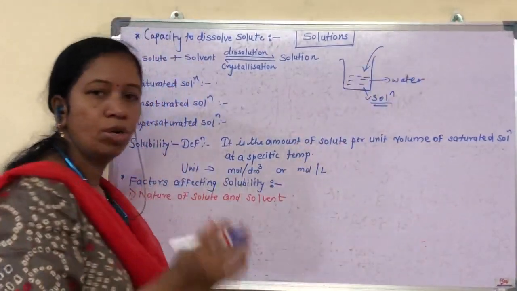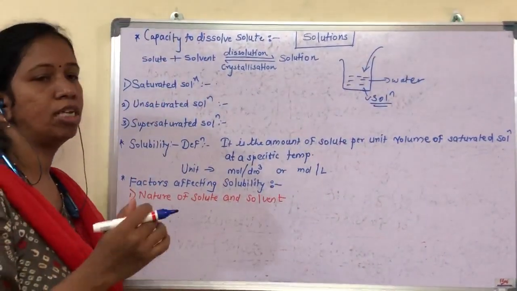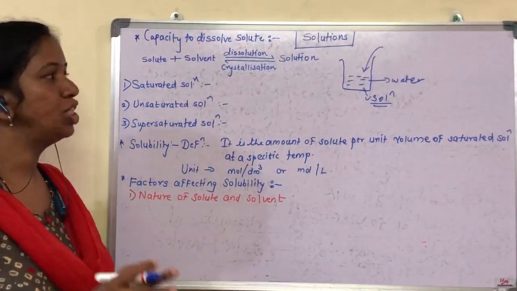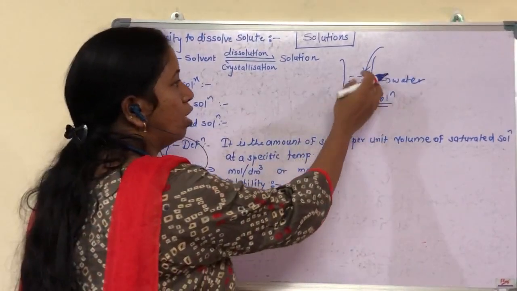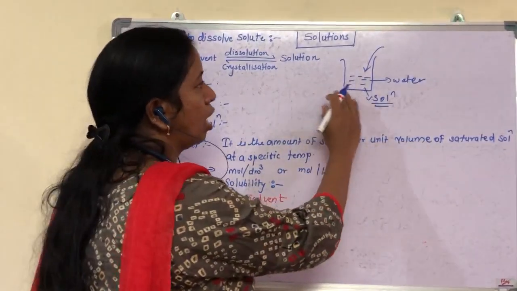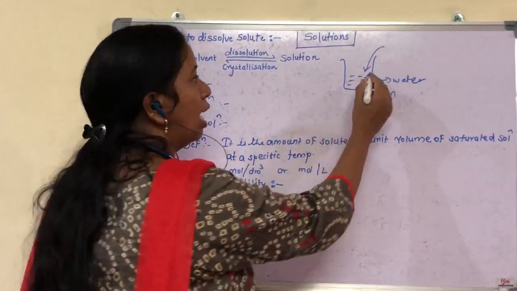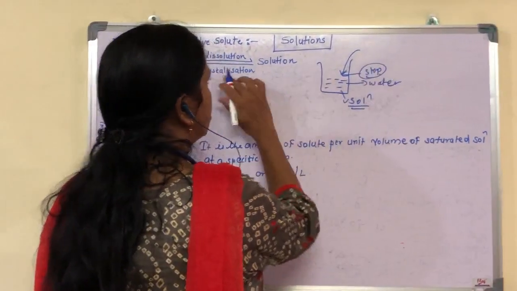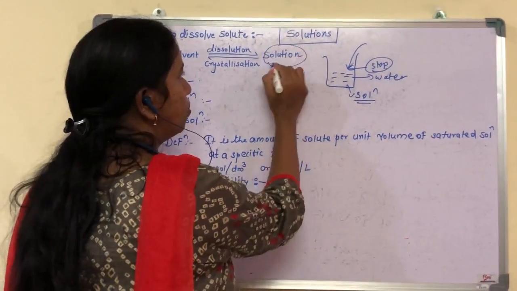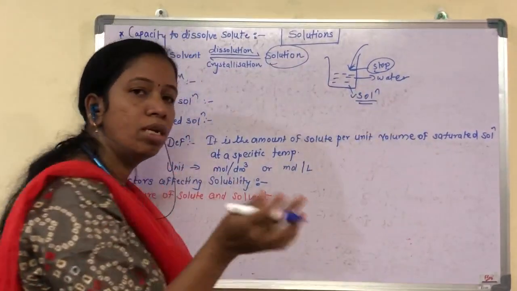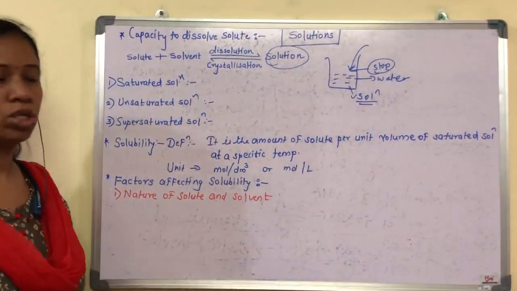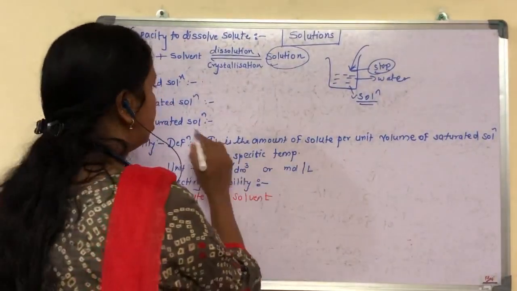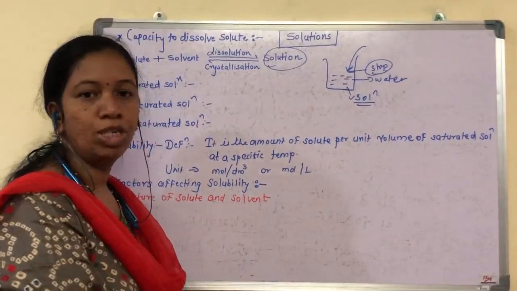Now if we keep adding salt in increasing amounts into the water, dissolution takes place. Initially the dissolution of the salt is at a higher rate, afterwards it slows down, and at one stage the dissolution stops and we can't add more salt into that solution. That state is an equilibrium state, and that is nothing but the saturated solution.